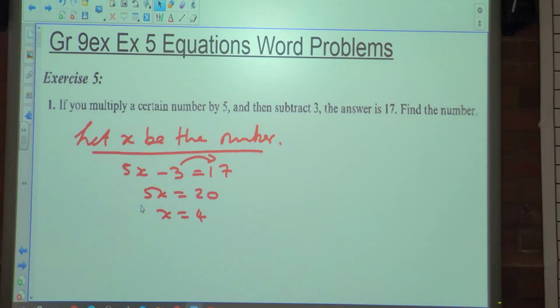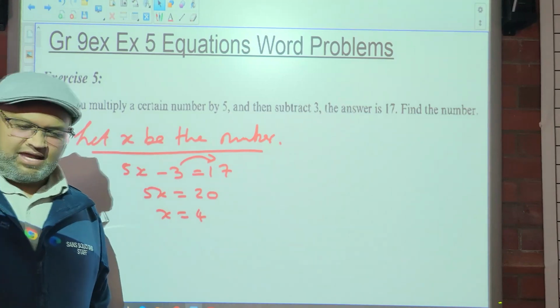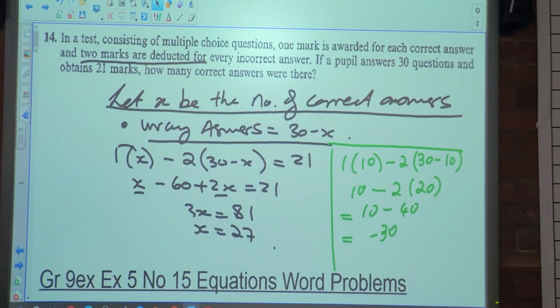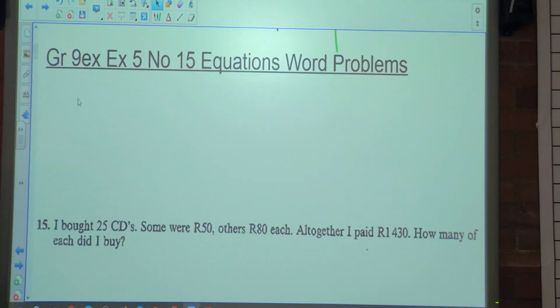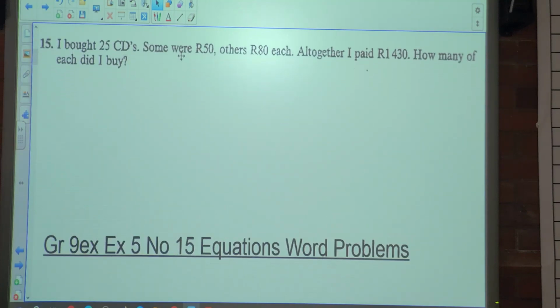Okay, good morning class. So today we're looking at the last section of the word problems. Let's hope we get through in full today. If not, we can just wrap it up tomorrow then. In the last lesson we did question 14, so today we're going to look at number 15.